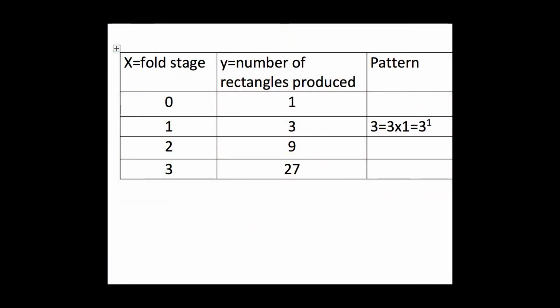What pattern do we see in these numbers? How does the number of rectangles change as the fold stage increases? Let's add a column to our table to find the pattern. With fold stage 1, we formed 3 rectangles. 3 equals 3 times 1 equals 3 to the first power.